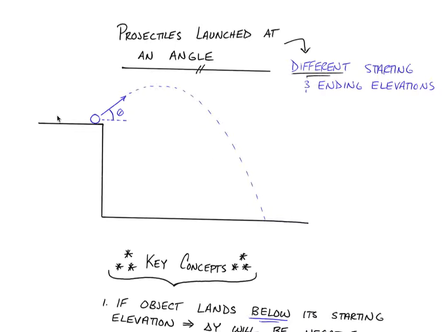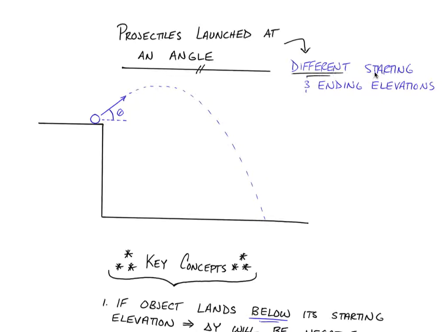So just to show you an example, this would be an example of something that's launched at an angle with different starting and ending elevations. I don't know, a ball is kicked or a missile is launched at some kind of angle, so it's not going horizontal. It follows its parabolic path, gravity is the only thing acting on it, until it hits the ground. This is only one of the examples. I could also launch it from down here and have it land up here.